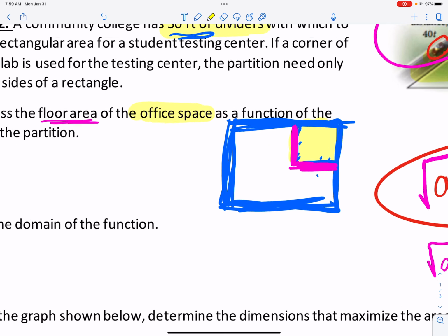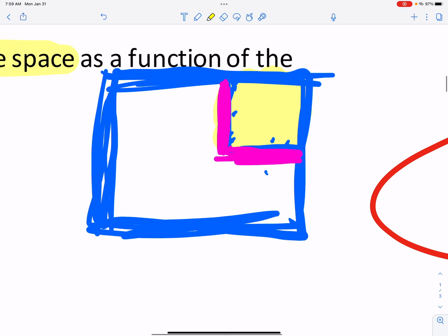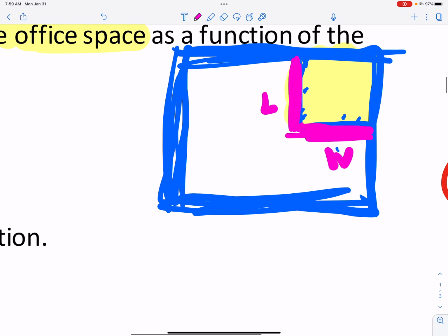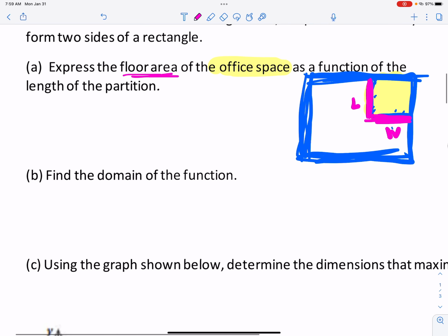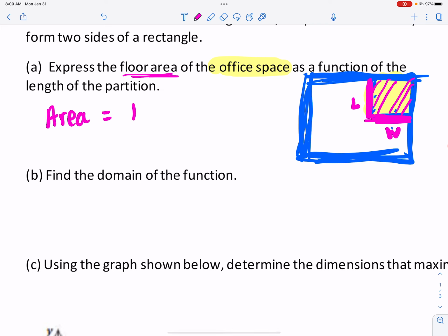So we're interested in what's the area, and now this is going to be a rectangle. So the area of any rectangle is length times width. Even though this looks like a square, it could be a rectangle, so don't mind my drawing. But we're interested in the area of this little testing center office space. So the area is going to be length times width. Remember, they have 30 feet total to use for the length and width.